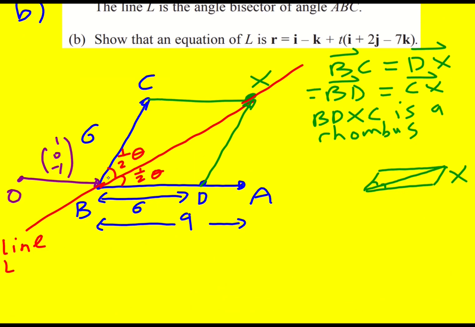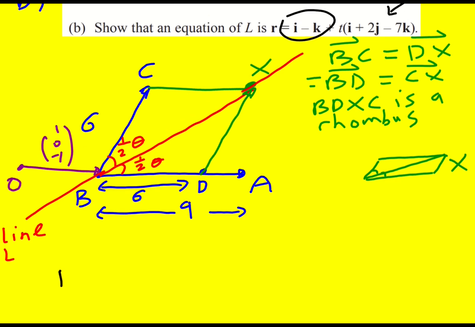And then we just need to find the direction vector BX. So we have this bit here, that's going to be our 1, 0, minus 1. And we need to show that this is the direction vector. We can do this because BX is going to equal BD, not BA but BD, plus DX.